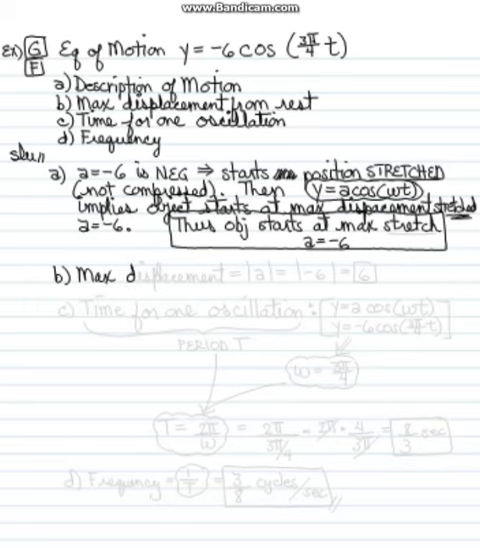the fact we're using cosine. Part B, max displacement from rest. Well, we just said it. The max displacement from rest, the absolute value of A, is equal to the absolute value of -6. It's equal to +6. It's always going to be a positive number because we take the absolute value.